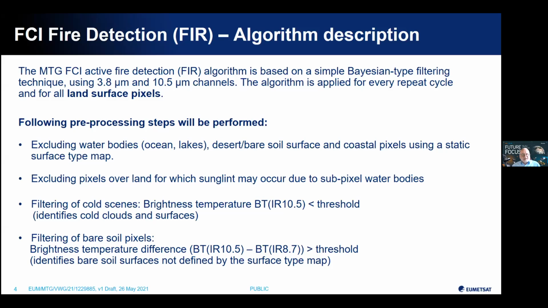We also filter out cold scenes with the brightness temperature test of 10.5 to identify cold clouds and surfaces, which will be excluded from the processing. And we have another filter for bare soil pixels, which is the difference between the 10.5 and 8.7 micron channels. This is a test to identify bare soil which is not identified by the surface type map due to changing season and vegetation.